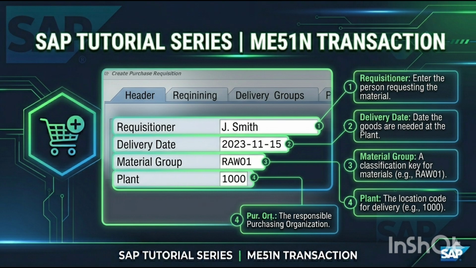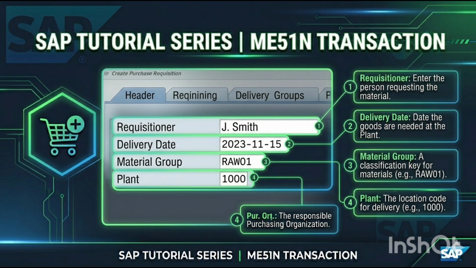In the header data section of ME51N, you define information that applies to the entire requisition. Key fields include requisitioner, delivery date, material group, plant and purchasing organization. The plant field is especially important as it determines the location, storage location and availability check. You can also maintain purchasing group if your company uses it for workload distribution. So these header details help in reporting and approval workflows.